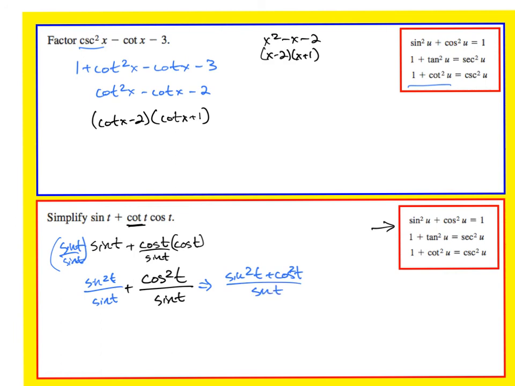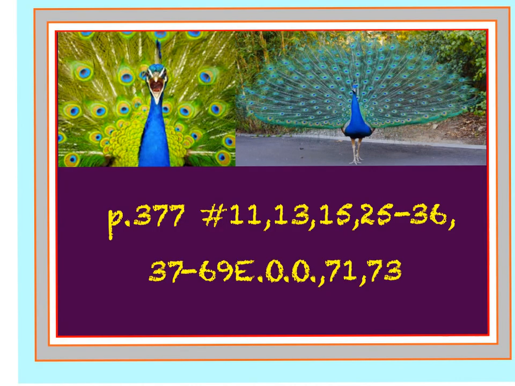Do you notice anything yet? That's a Pythag identity now. So what is sine squared plus cosine squared? 1. So now I'm left with 1 over sine t. Well, what is 1 over sine t? Cosecant. Cosecant t. And I think that one's beautiful. Because do you ever start with a cosecant t in there? No, but it's actually equivalent to just cosecant t. Pretty nifty? All right, go. That's a peacock.